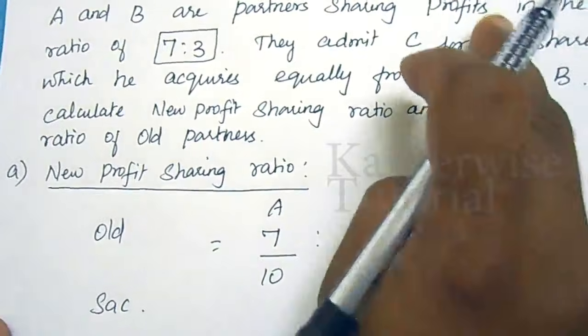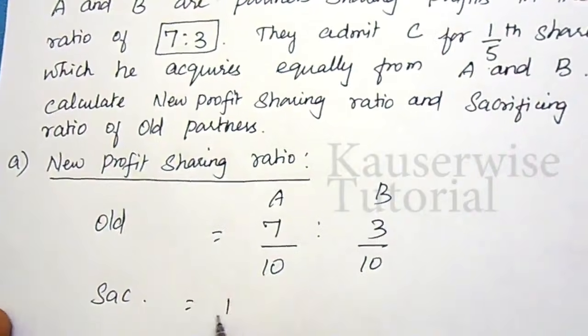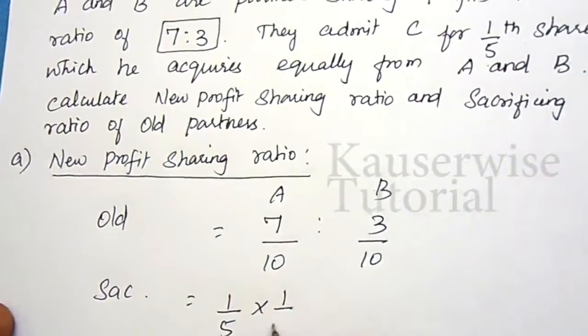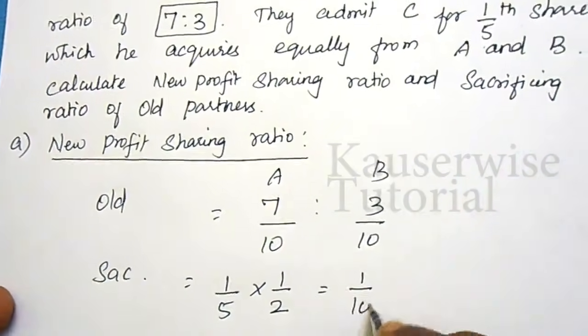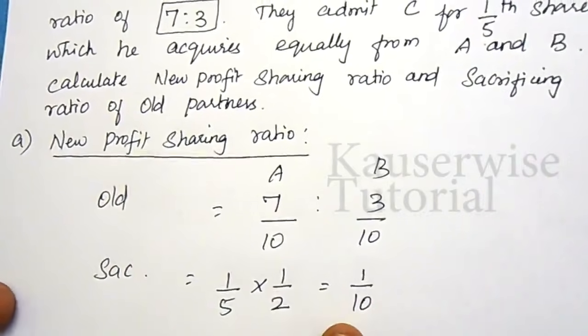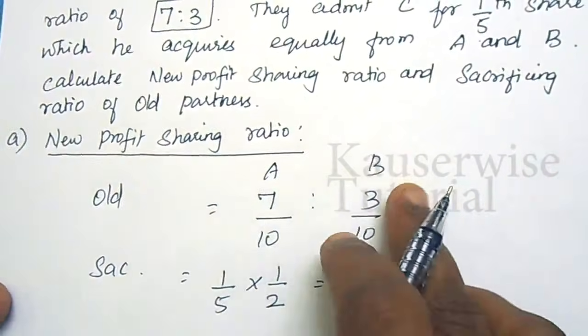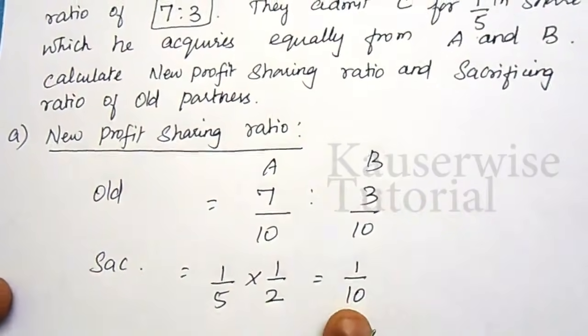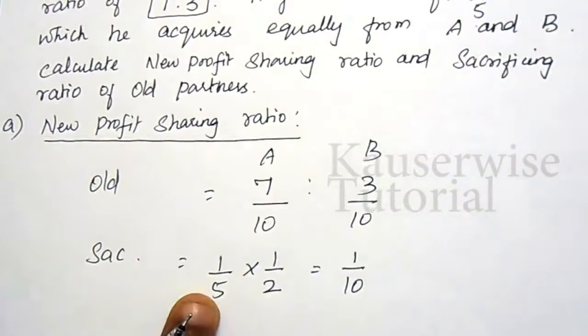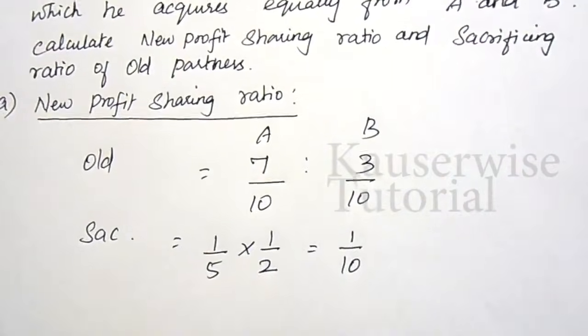So totally 1/5. So just calculate 1 by 5 into half of the share, which is equal to 1 by 10. So 1 by 10 is contributed by A as well as B. Both the partners equally sacrificed 1/10 share towards a new partner. Okay, now we can calculate the new ratio.